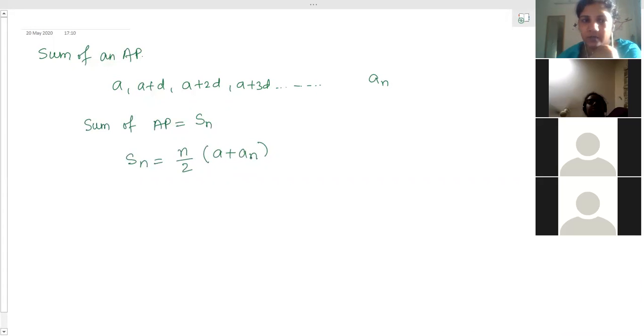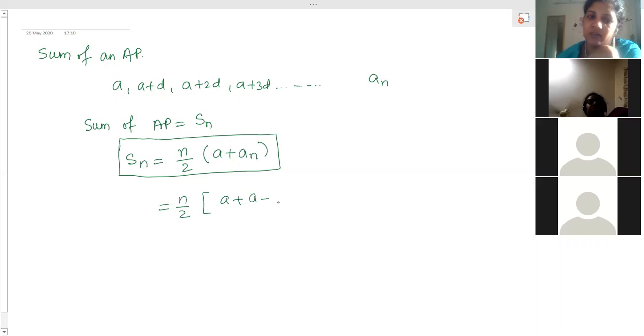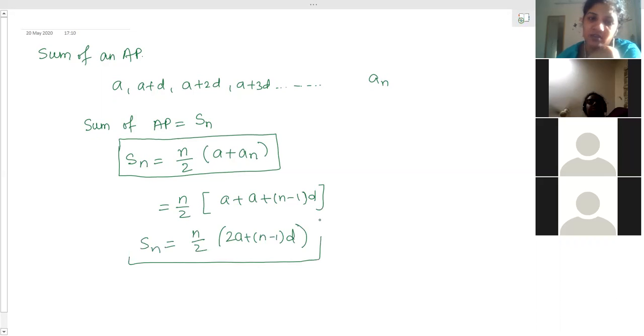So this is the one formula, and in the same formula, if you replace an with its value, that is a plus n minus 1 into d, then we will get Sn equal to n by 2 into 2a plus n minus 1 into d. It is inside the bracket and outside n by 2. This is the second formula for Sn. If you know the last term, you can use the first formula.